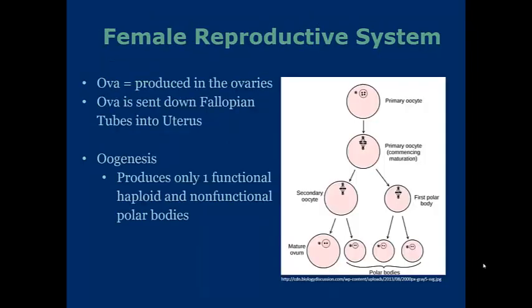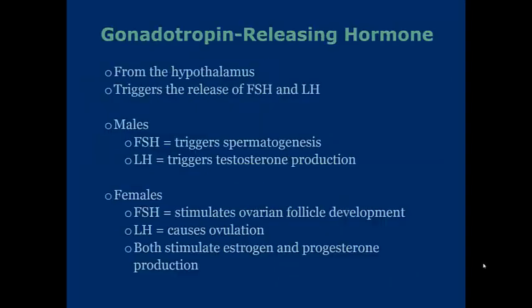The female reproductive system, on the other hand, produces an ova, which is produced in the ovaries. This is sent down the fallopian tubules, where it will be fertilized and implanted into the uterus. Oogenesis is the production of ova, but it only produces 1 functional haploid. The rest are non-functional polar bodies. The diagram for this procession is listed to your right.